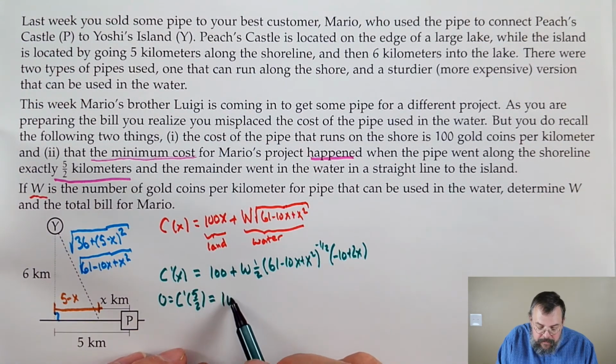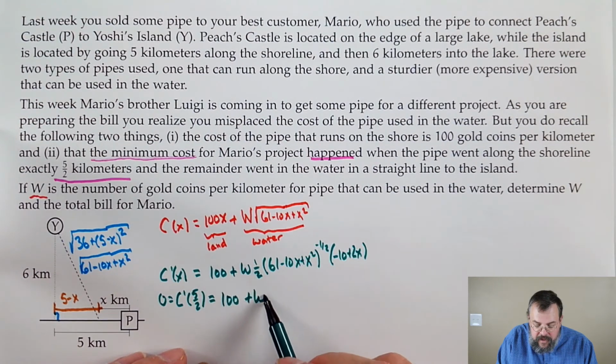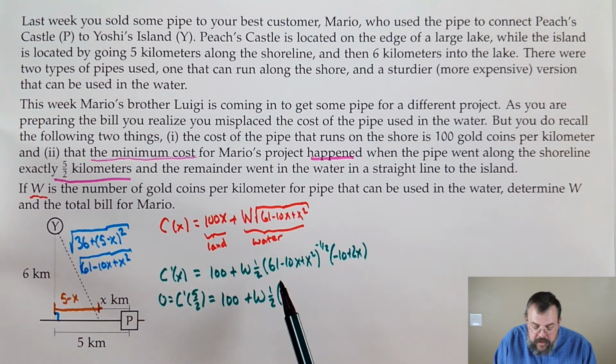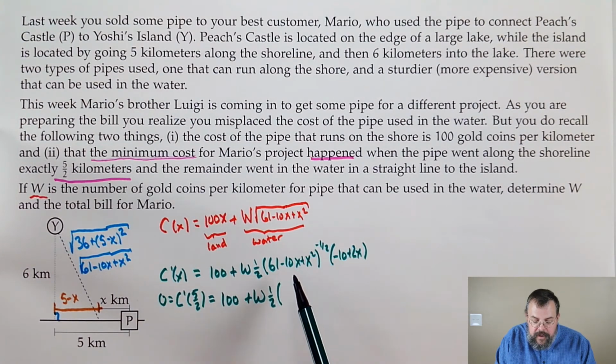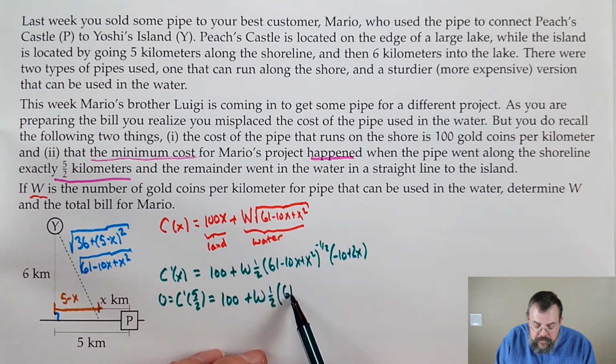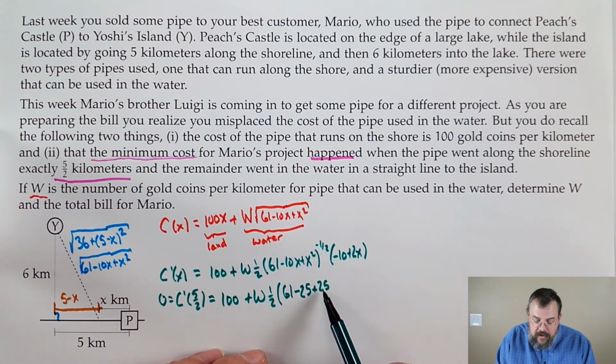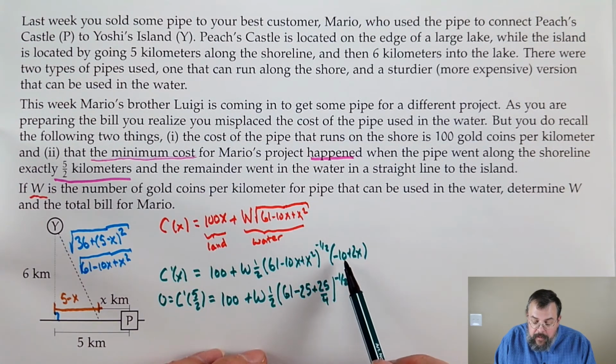So let's see, we have 100. That's fine. W is a constant, still around. Half is a constant. Now, let's work through carefully here. 61 minus 10 times 5/2. Well, that'll be 61 minus, 5/2 times 10 is 50/2, which is 25. And then we're going to add 5/2 squared, which is 25/4, to the minus 1/2. Hopefully that simplifies. And then minus 10 plus 2 times 5/2. Well, that's minus 10 plus 5, which makes this minus 5.